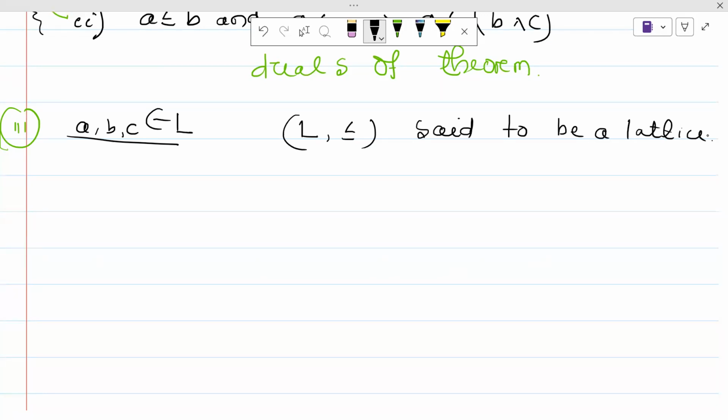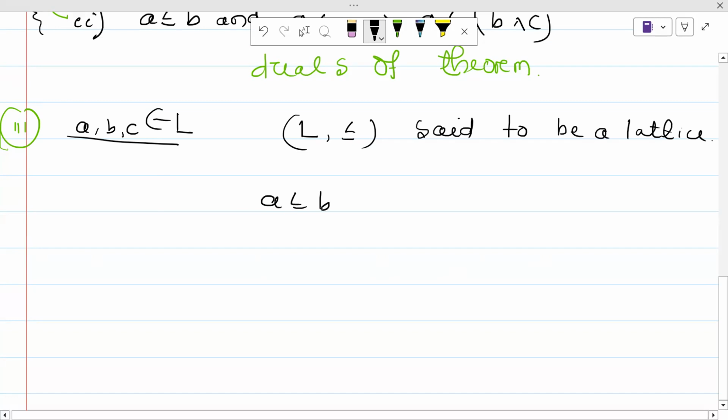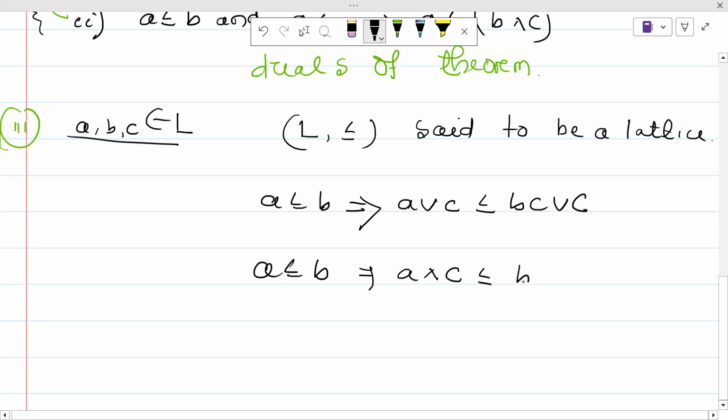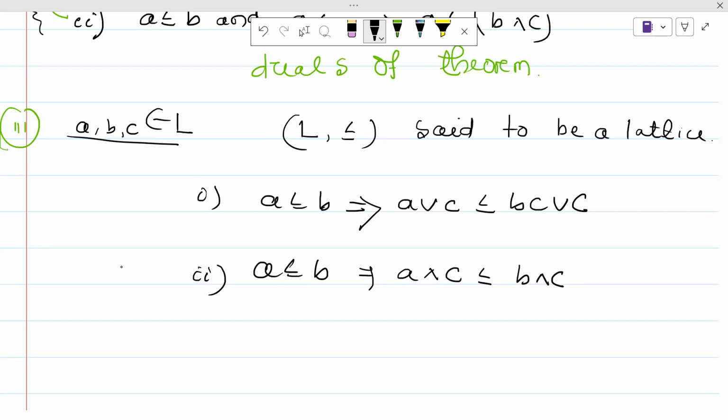If some property is satisfied. What are the properties? If A is less than or equal to B, it implies A disjunction C is less than or equal to B disjunction C. And A less than or equal to B also satisfies A conjunction C less than or equal to B conjunction C. If both conditions are satisfied, then A, B, C is also called a lattice. There is also one property you have to remember.